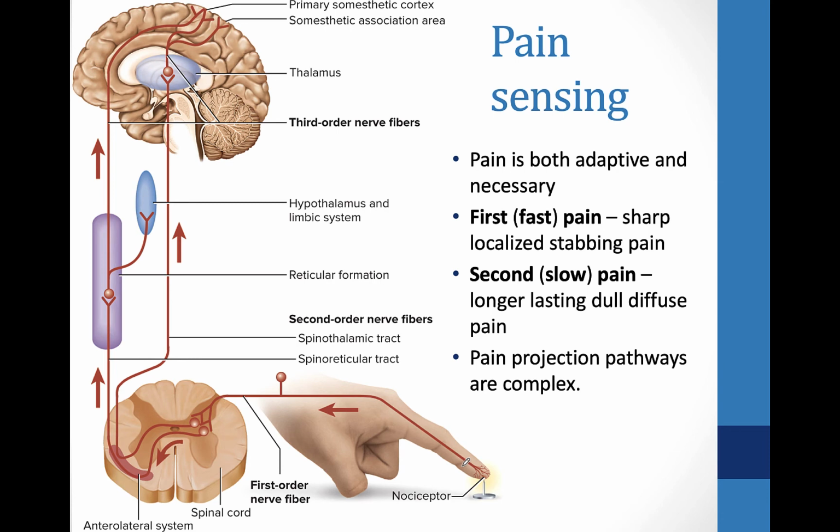A pain projection pathway is typically 3 neurons long, so 1, and then 2, and then 3. And this is going to go from the stimulus to the spinal cord, all the way up the spinal cord to the brain, and then in the brain to a somatic sensory association area, depending on where that sense is coming from. And these pathways can be very complex.